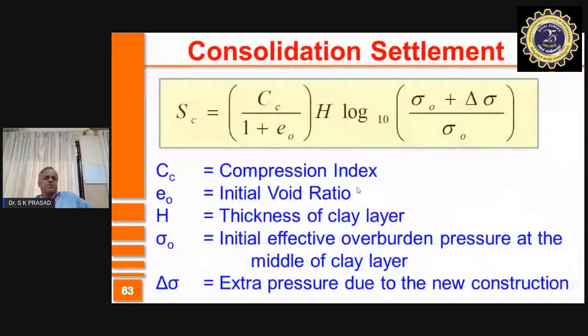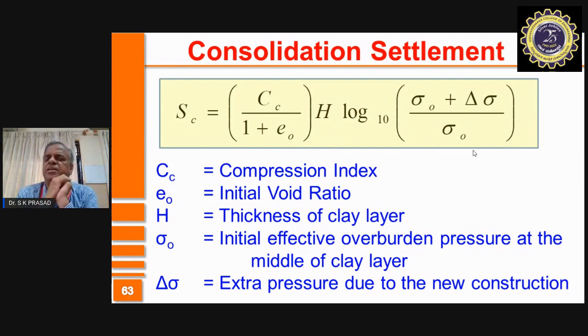One equation for total consolidation is given by Sc, consolidation settlement, is equal to Cc by 1 plus e naught. Cc is the compression index and e naught is the initial void ratio of the soil, into H, the thickness of clayey soil. So consolidation happens only in clay. It doesn't happen in sand. Into log to base 10 of sigma naught dash plus delta sigma divided by sigma naught dash.